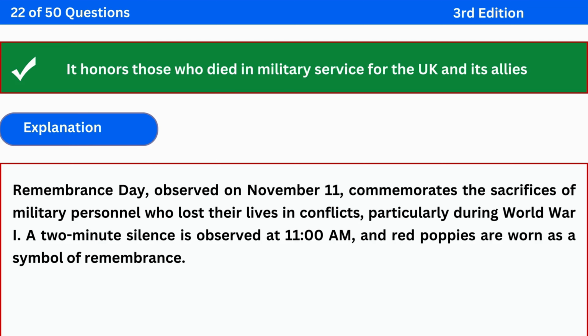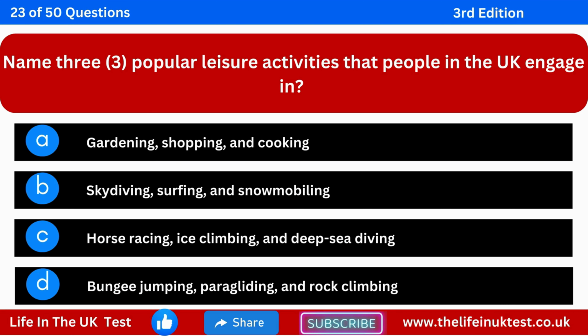of remembrance. Name 3 popular leisure activities that people in the UK engage in. Option A: Gardening, shopping, and cooking. Option B: Skydiving, surfing, and snowmobiling. Option C: Horse racing, ice climbing, and deep-sea diving. Option D: Bungee jumping, paragliding, and rock climbing.